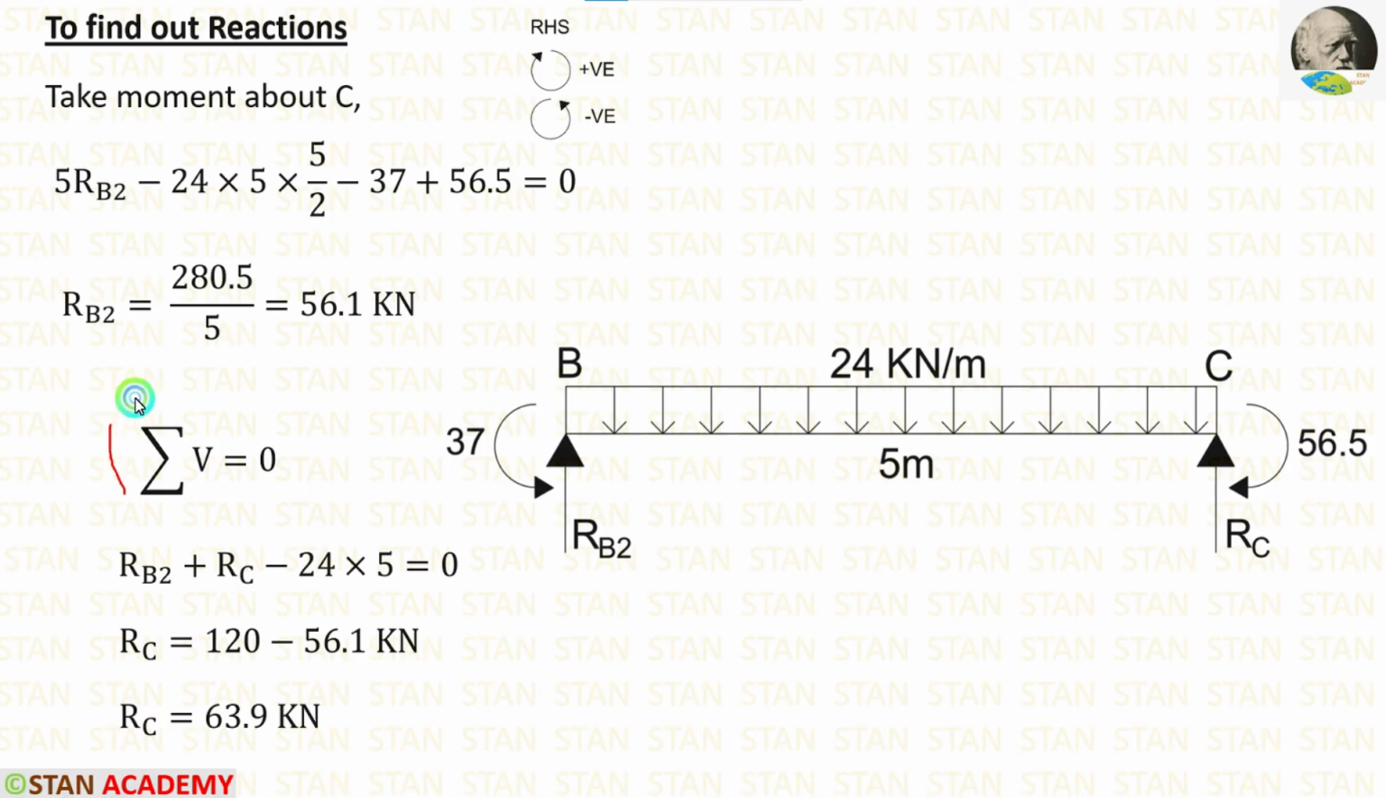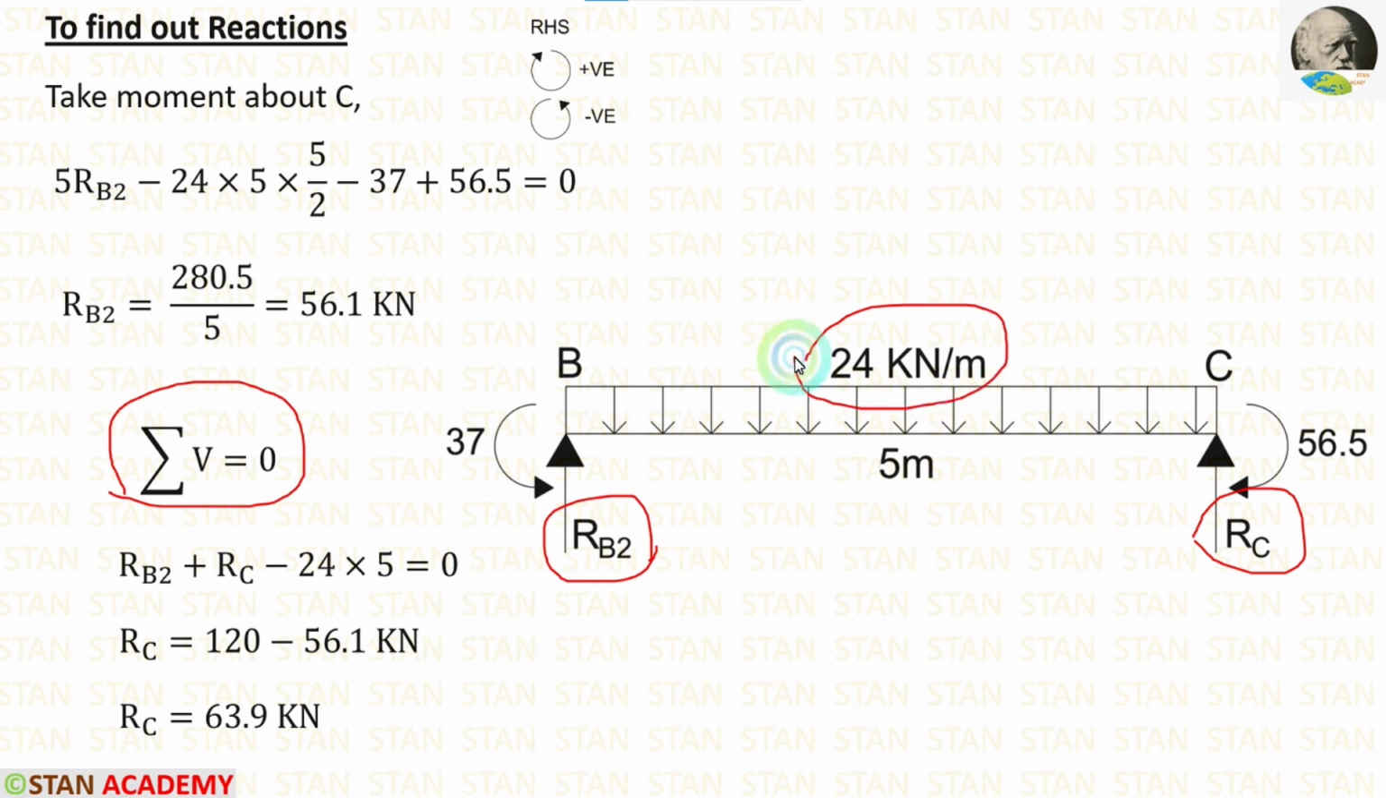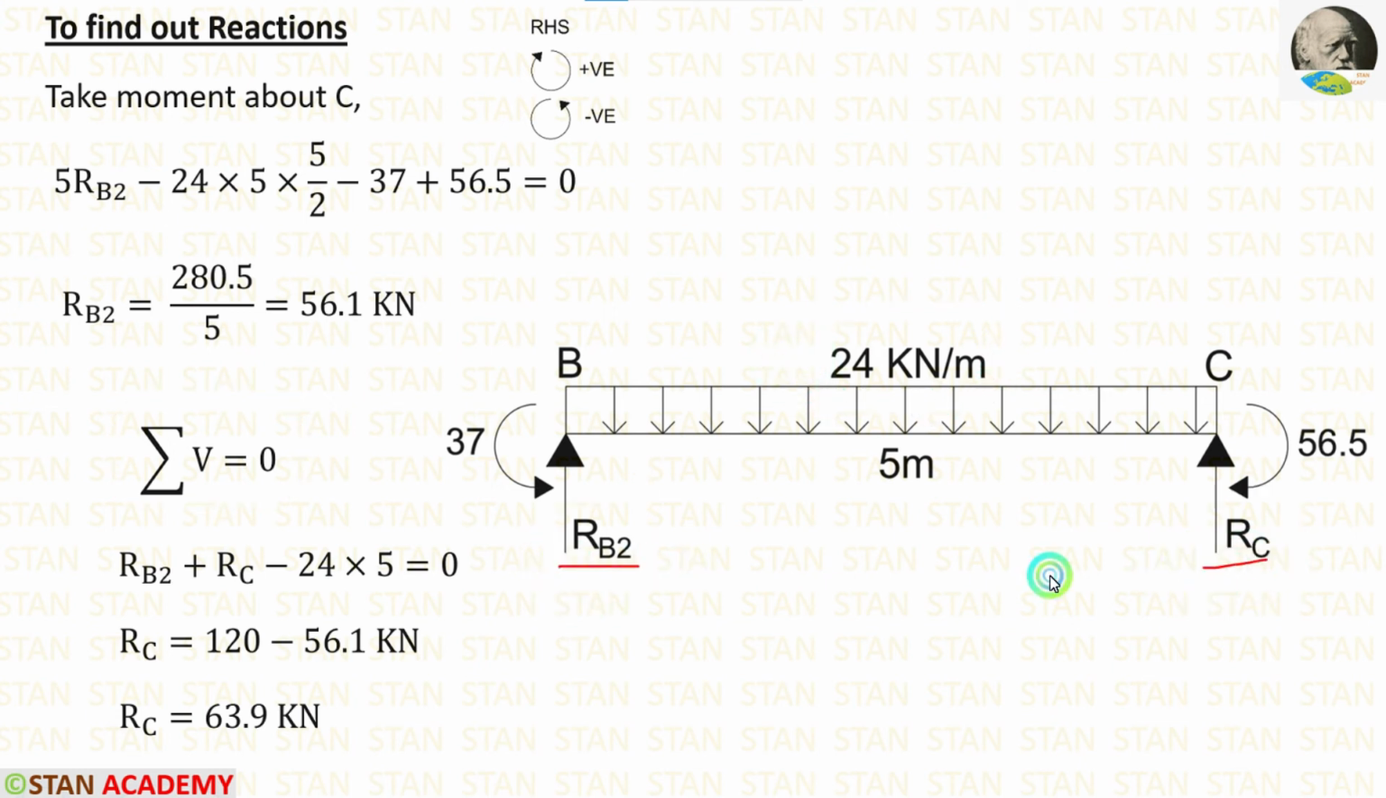Now let us apply the rule summation of vertical forces is equal to 0. In this span, there are three forces: RB2, RC and the UDL 24 kN per meter. RB2 and RC are acting in the upward direction, so both of them will be positive. The UDL is acting downwards, so it will be negative. For the UDL, we have to multiply with the distance to get the total load. We have already calculated RB2. Let us apply the value. In this way, we are getting RC is equal to 63.9 kN.